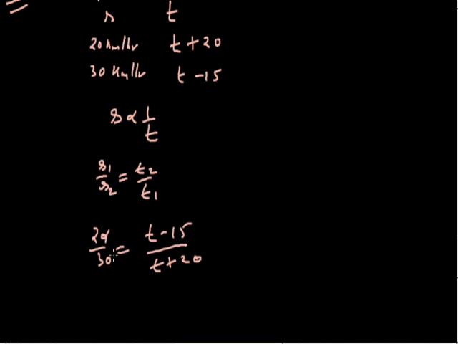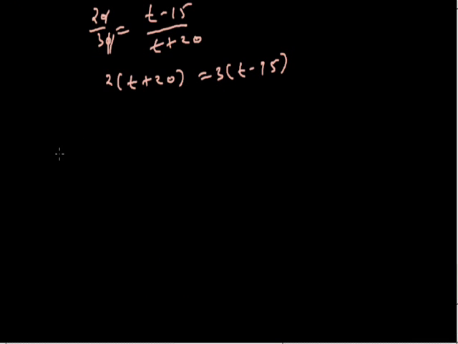Now 0 and 0 cancel. By cross multiplying, 2 into (t plus 20) should be equal to 3 into (t minus 15). Now 2t plus 40 is equal to 3t minus 45. So t is equal to 85 minutes.